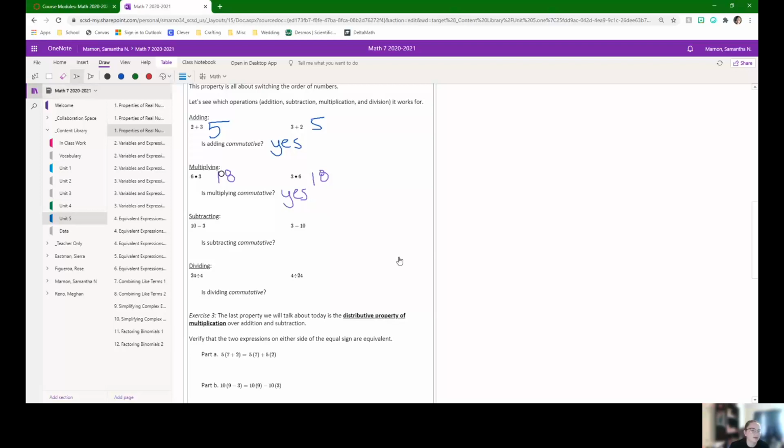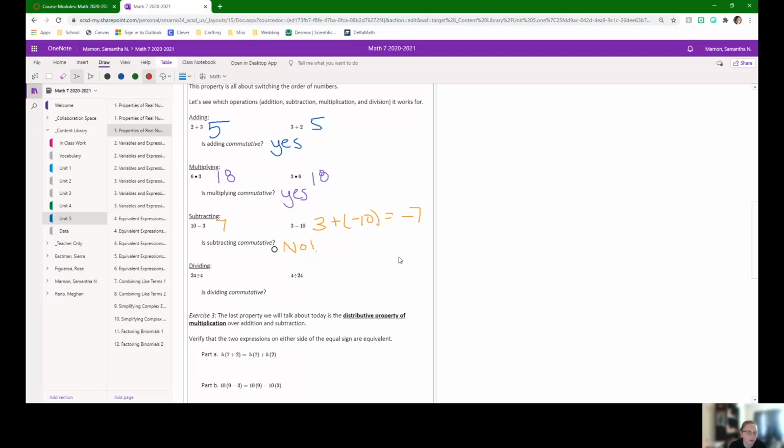Now with subtracting. If we have, let's do orange, 10 minus 3, that's 7. 3 minus 10, if you needed to change this into adding, if you leave change, that's the same as 3 plus negative 10. And this is negative 7. So is subtracting commutative? No, it is not. So we could not switch the order for subtracting and get the same answer.